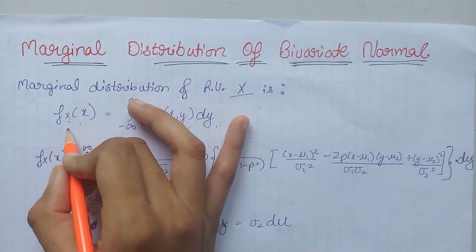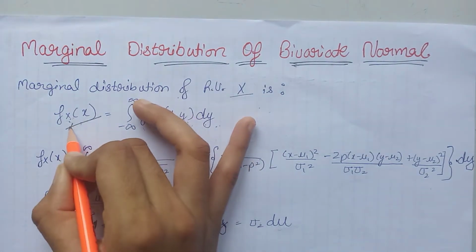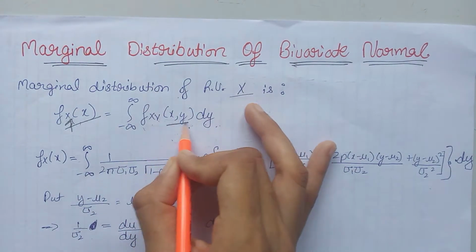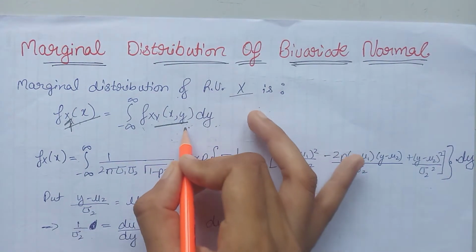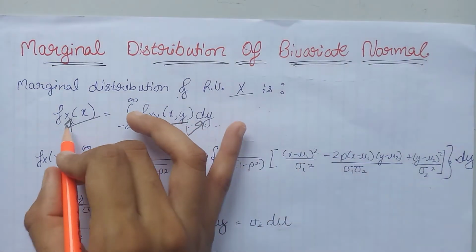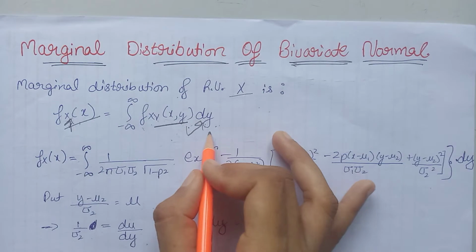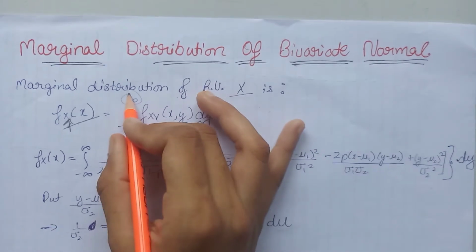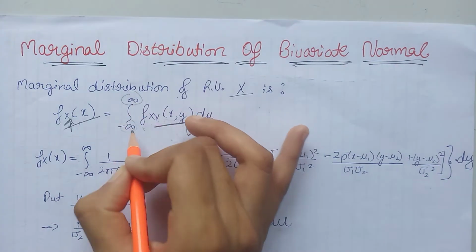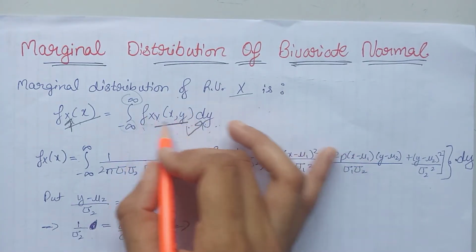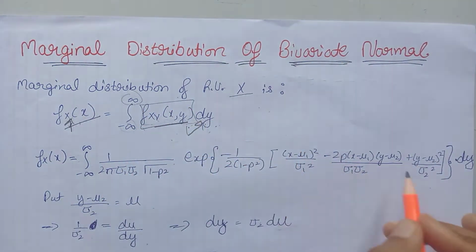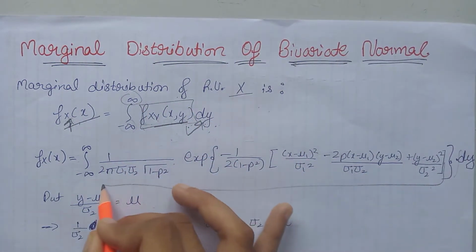Now we know that if we want to calculate the marginal PDF of x, we just have to integrate the joint PDF of x and y with respect to the opposite variable, that is y. So the marginal distribution of x is equal to the integration over the whole values of y, from minus infinity to infinity, of the joint PDF of x and y with respect to dy. Now we know that the value of this joint PDF is equal to this whole term.